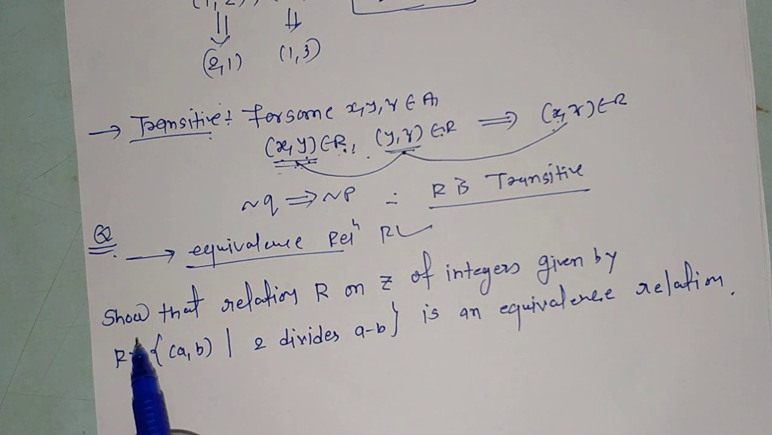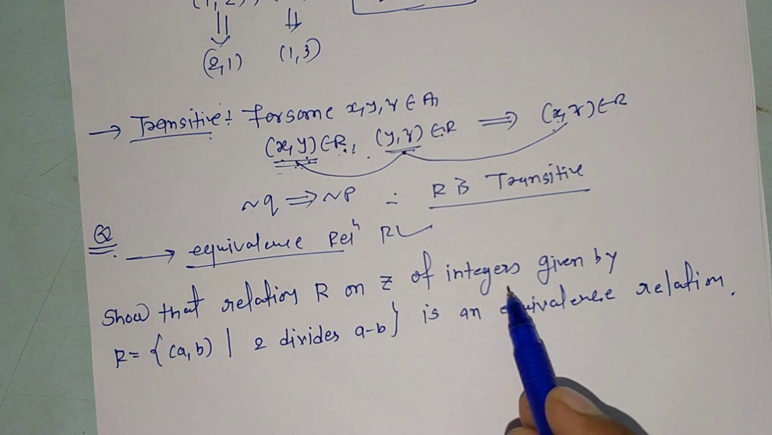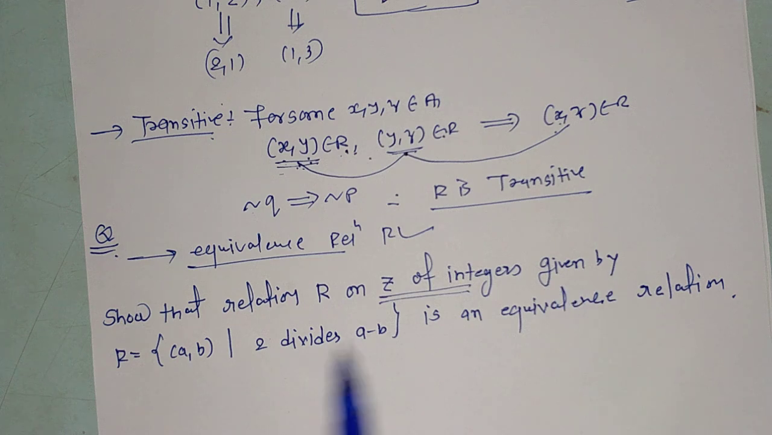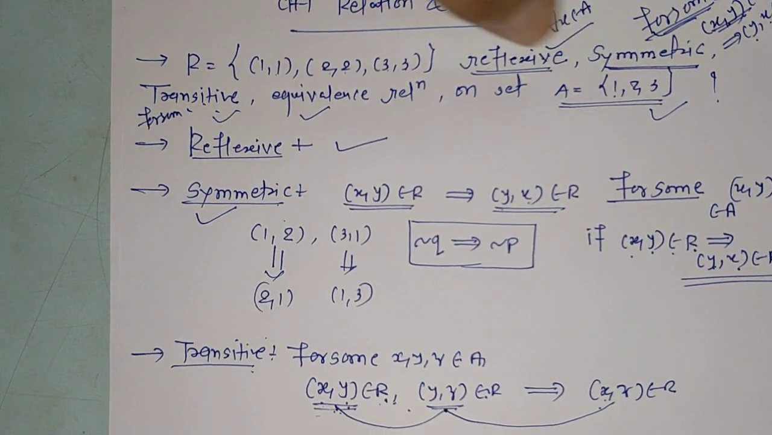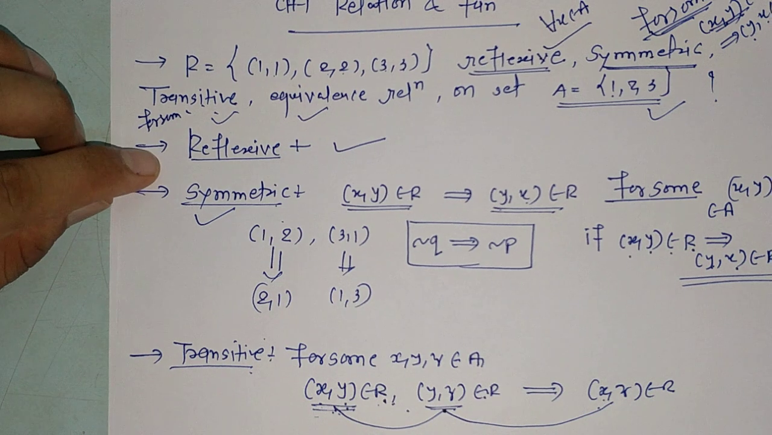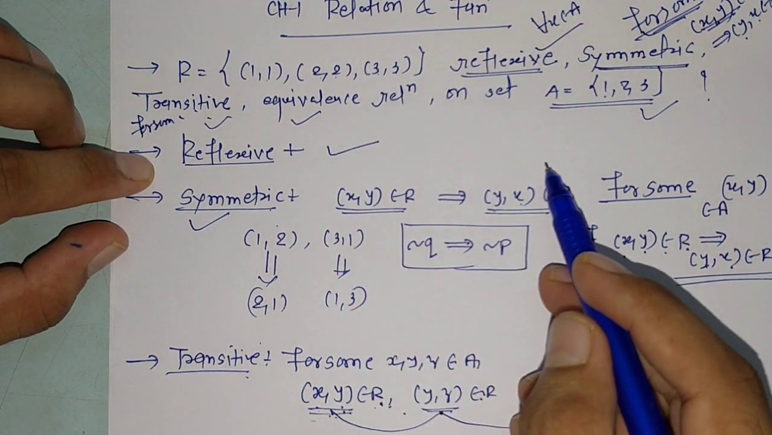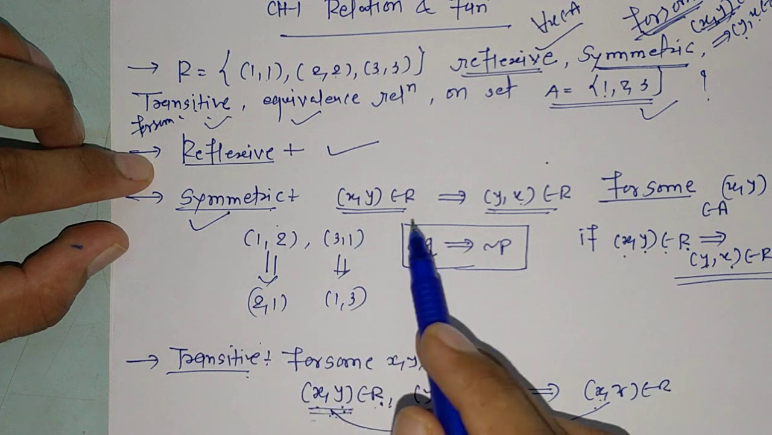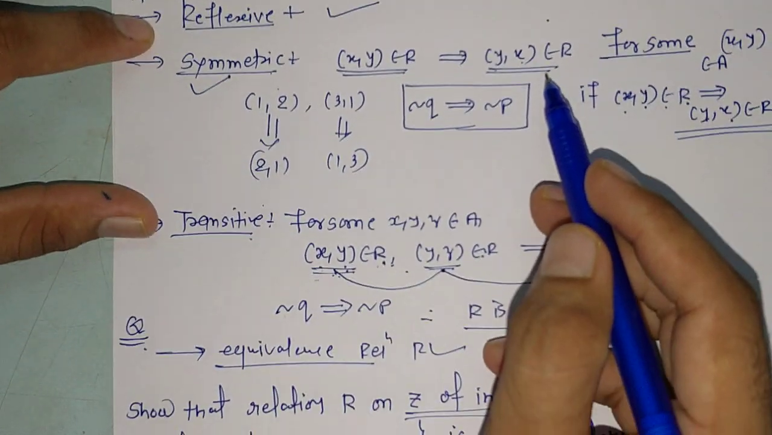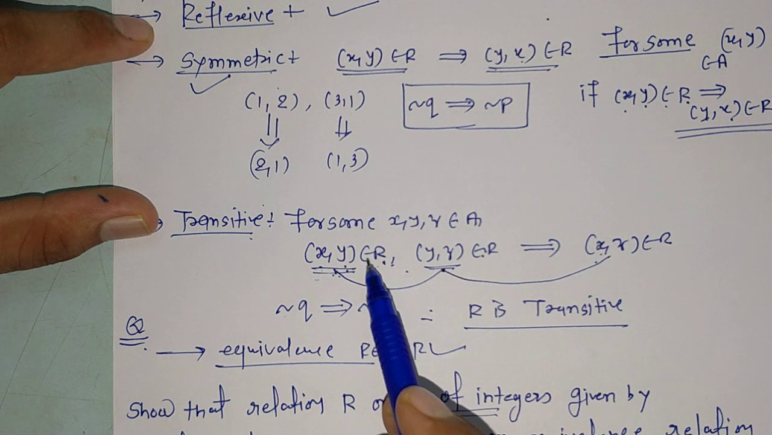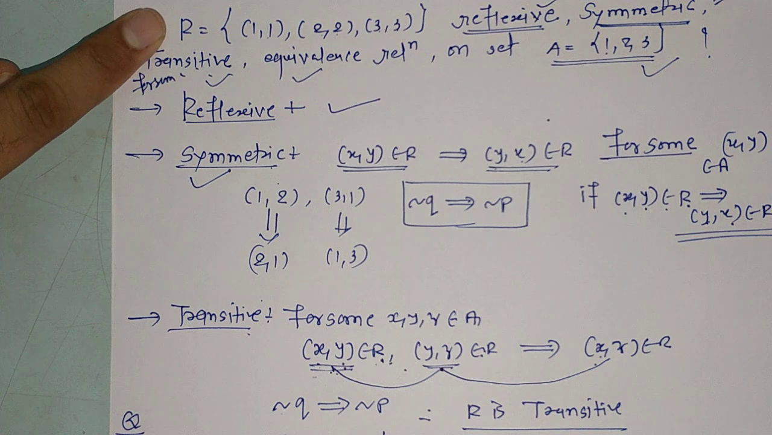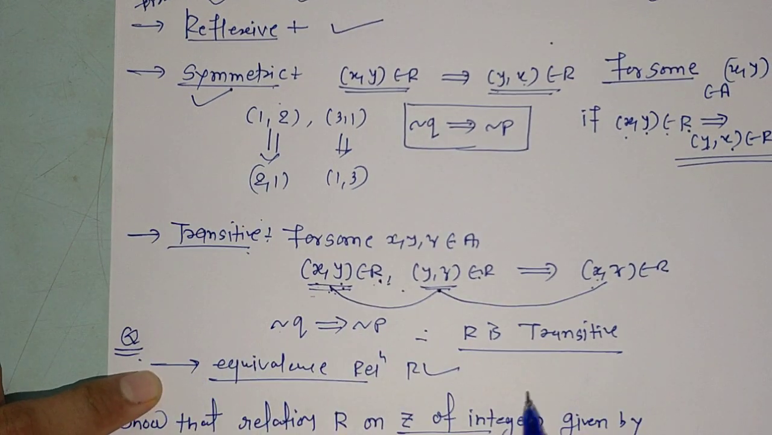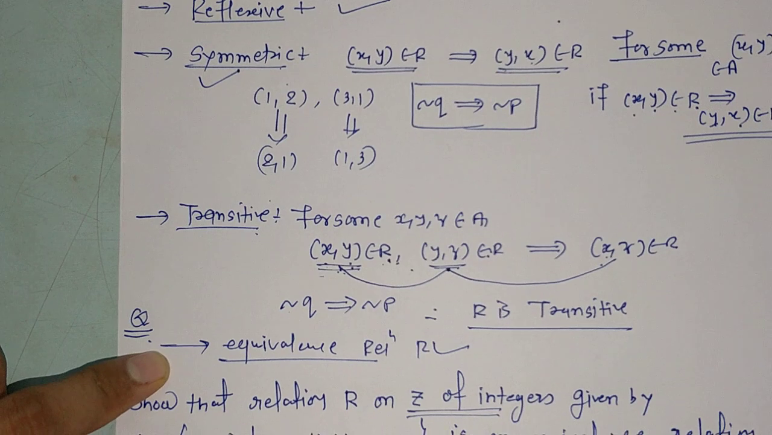Let's take another example for the equivalence relation. The question says: show that the relation R on Z, the set of integers, given by this is an equivalence relation. I have shown you the steps to prove a relation is reflexive, symmetric, transitive, equivalence. Give the heading of reflexive and check whether the relation is reflexive or not, then give the heading of symmetric and check whether the relation is symmetric or not, then check whether the relation is transitive or not. Finally, if all these properties are satisfied by R, then in the last statement we say that relation R is an equivalence relation.